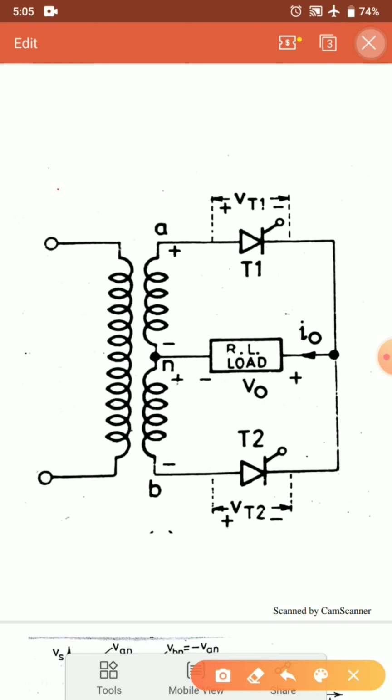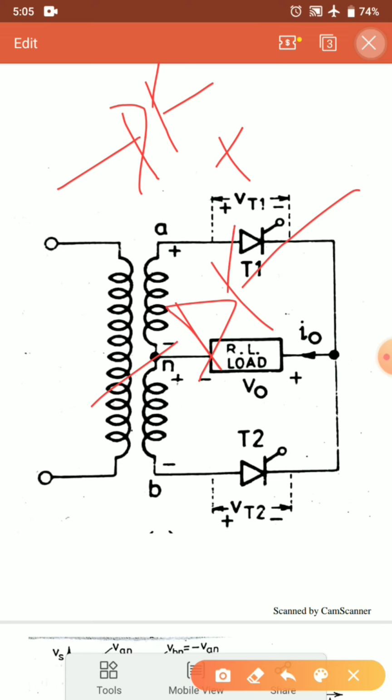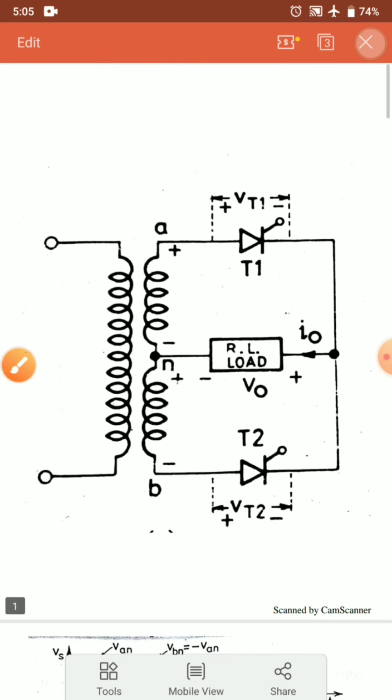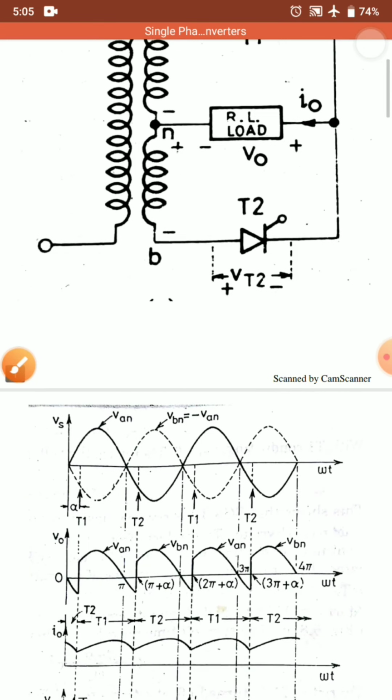As in my previous case when I was talking about a half wave converter, one thyristor was conducting for one positive cycle. Now here I am using two SCRs. One SCR will operate for my positive cycle and one SCR will operate for my negative cycle. Now let us look at the operation of this circuit.